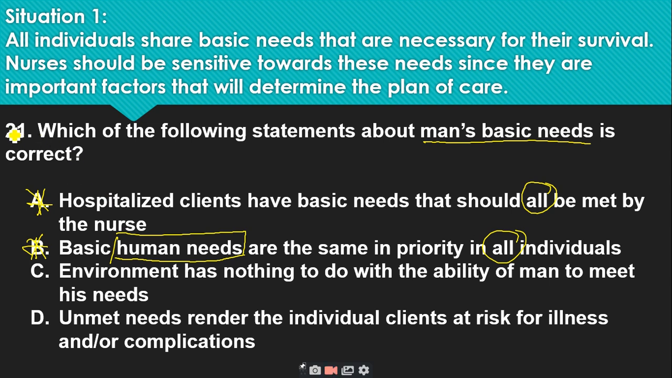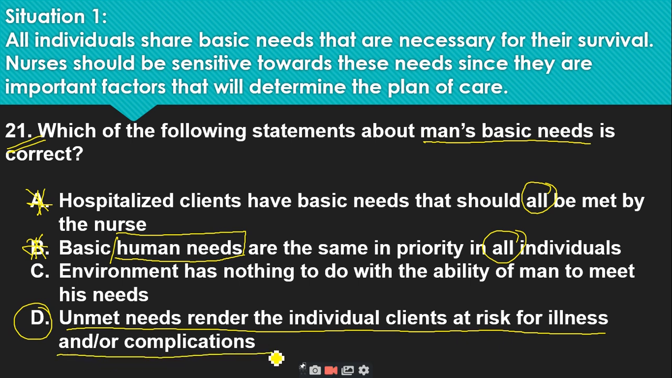So the best answer for question number 21 is letter D, because when you talk about unmet needs rendering the individual clients at risk for illness or complications, this is addressing the physiologic needs of the patient, especially in Maslow's hierarchy of needs. Letter C is also eliminated because it says that environment has nothing to do with the ability of man to meet his needs, and according to Florence Nightingale, the environment is very important in order to aid in the recovery of the patient. So the best answer for number 21 is letter D.